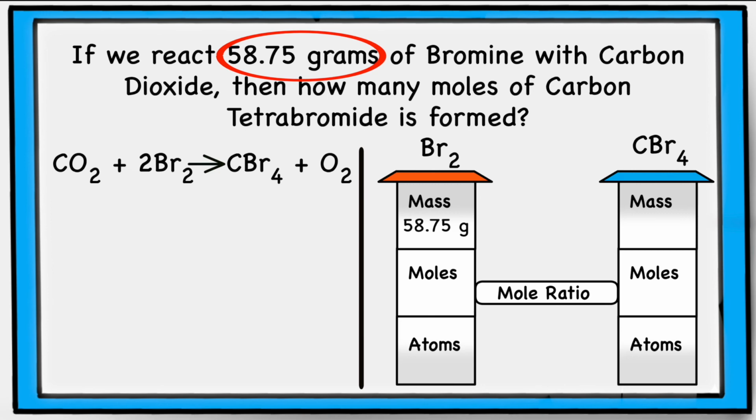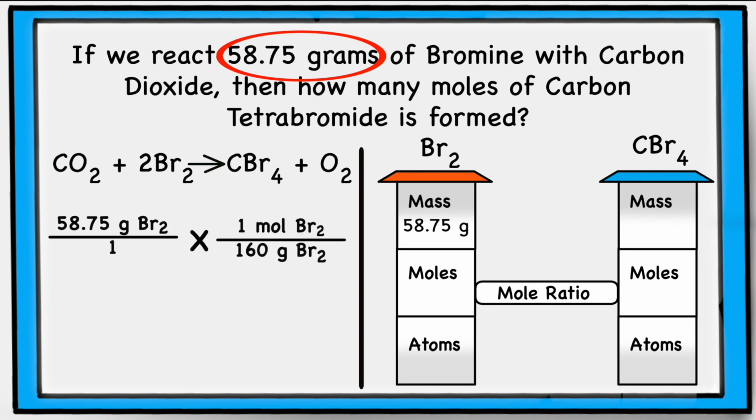In order to get this to moles, I'm going to have to multiply the mass of bromine by 1 mole of bromine over the formula mass of bromine, which is 160 grams. Remember, bromine is diatomic, so we're going to have to double the atomic mass in order to get its formula mass if it's not bound to another atom. Once I multiply this out and divide it, I get 0.37 moles of bromine.